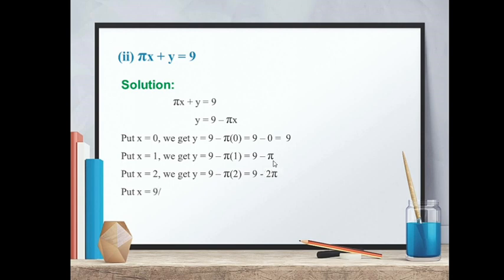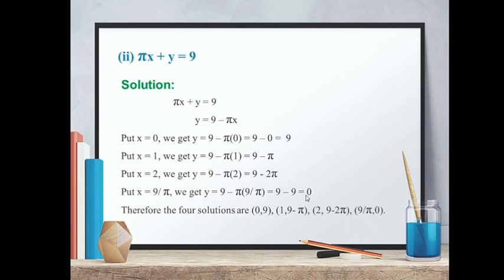Put x equals 9 by pi, we get y equals 9 minus pi into 9 by pi, which is equal to 9 minus 9, which is equal to 0. So here I have taken x as 9 divided by pi, that is 9 by pi. In place of x I will write 9 by pi, and pi into 9 by pi is given. So here pi will get cancelled. So what is left here? 9. It means 9 minus 9 is equal to 0. Therefore the 4 solutions are (0, 9), (1, 9 minus pi), (2, 9 minus 2 pi), and (9 by pi, 0).